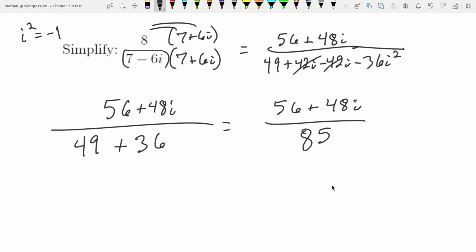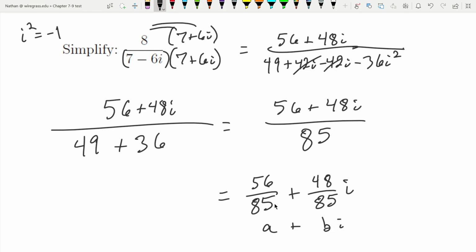And you always want to write in the standard complex form, which is a plus bi. So I'm going to break this fraction up, 56 over 85 plus 48 over 85i. This is in the a plus bi form. So that is our solution.